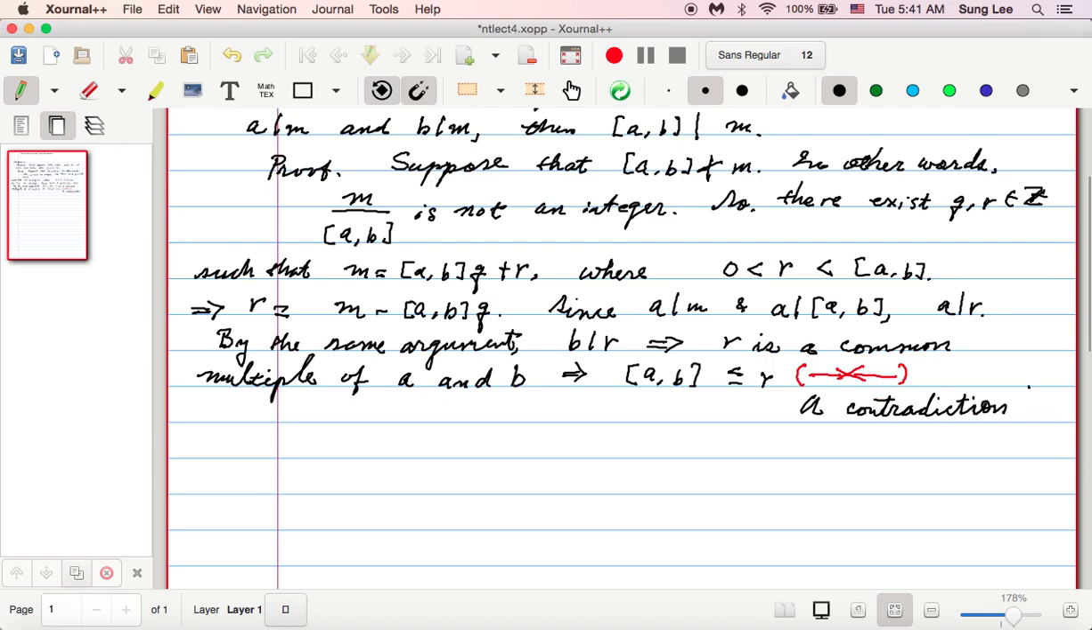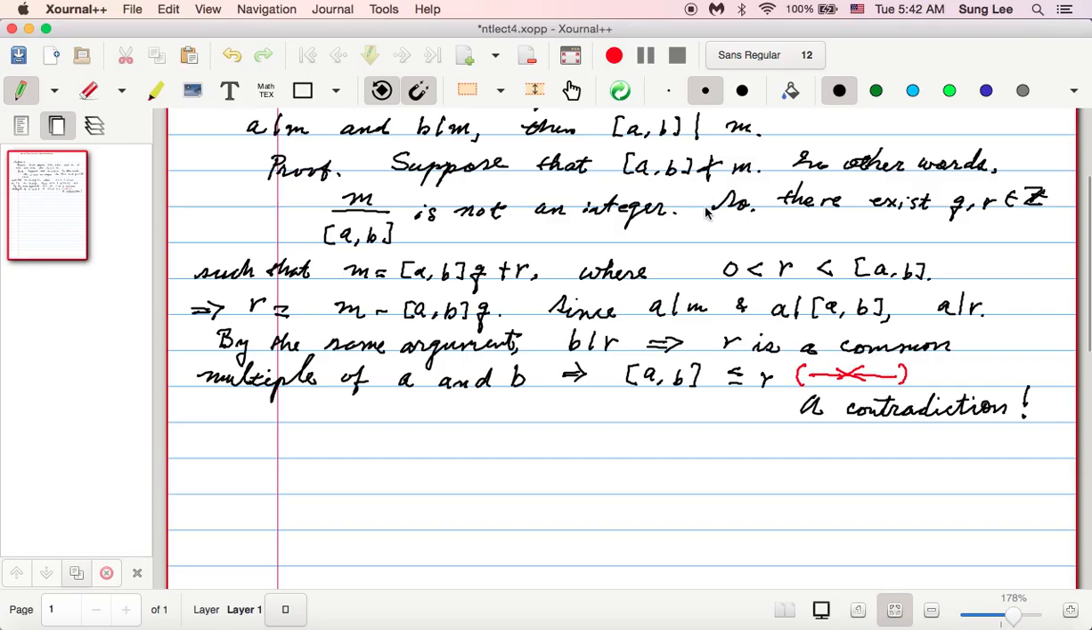Therefore, why is it a contradiction, by the way? Here, we already know that r has to be strictly less than the least common multiple of a and b from this application of the division algorithm. But we ended up getting that the least common multiple of a and b is less than or equal to r. So these are contradicting each other, and that happens because of this assumption. So that assumption was incorrect.